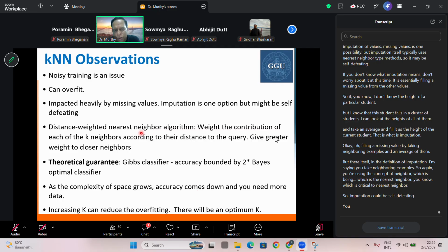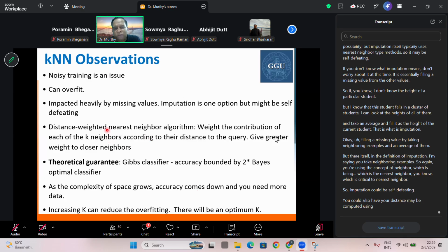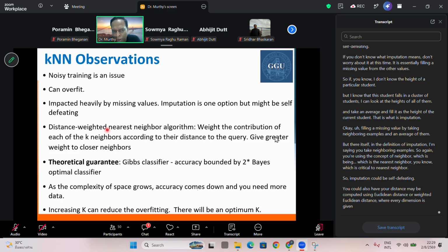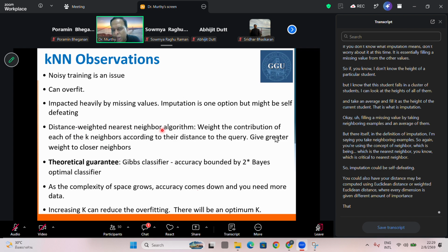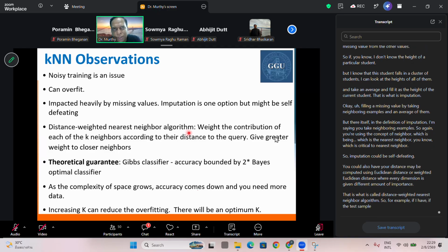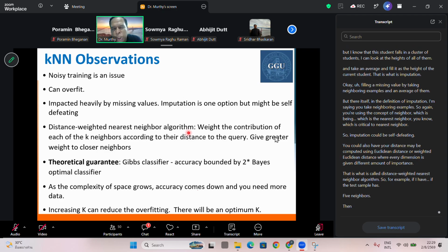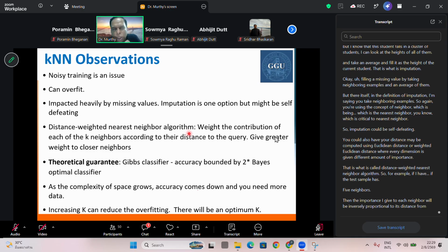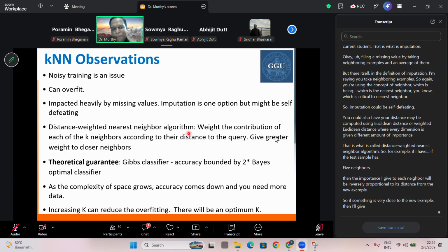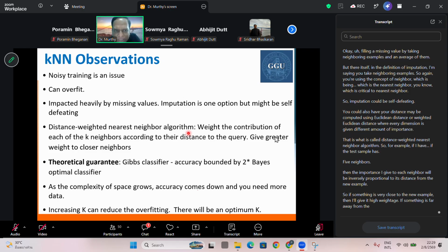You could also have your distance computed using Euclidean distance or weighted Euclidean distance, where every dimension is given a different amount of importance. That is what is called the distance weighted nearest neighbor algorithm. So for example, if the test sample has 5 neighbors, then the importance I give to each neighbor will be inversely proportional to its distance from the new example. So if something is very close to the new example, then I'll give it high weightage, and if something is far away among the nearest neighbors, less.